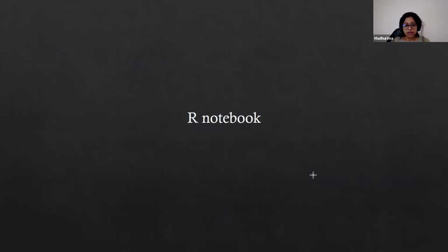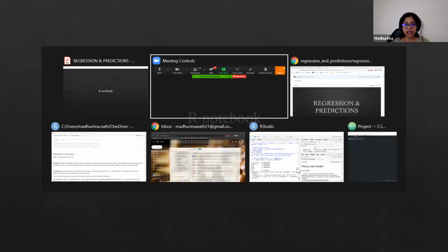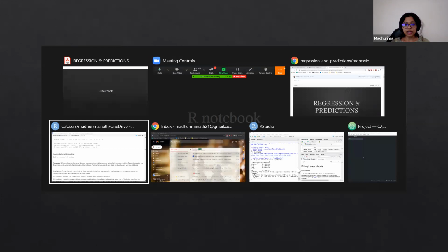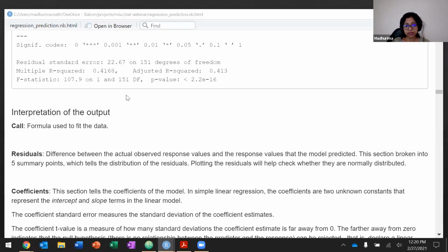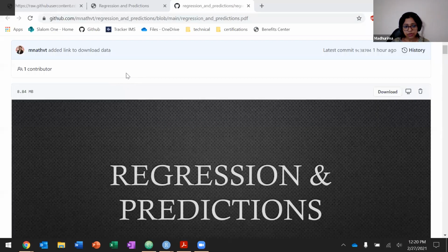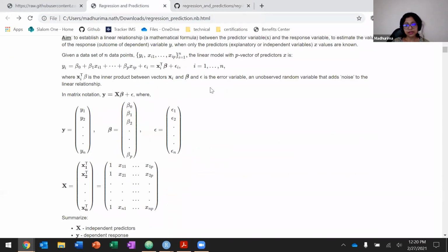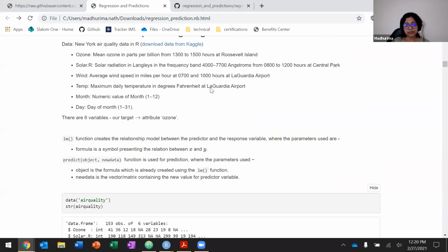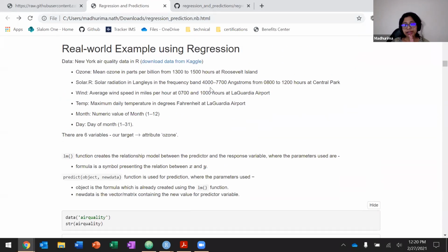Okay, so now we will be moving on to the real world example. And for that, I will be moving to the R notebook, and I will give everyone a little bit of time to go into the R notebook. And please give us a thumbs up when you can see the notebook, and the section which says real world example using regression. I'll give it a minute before I start.